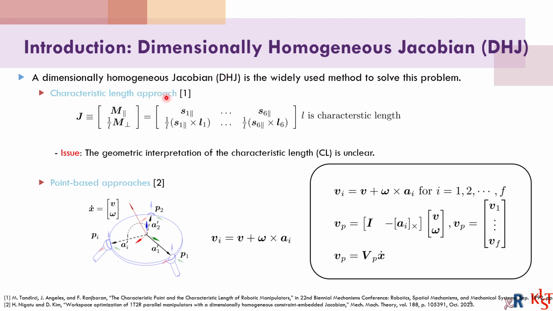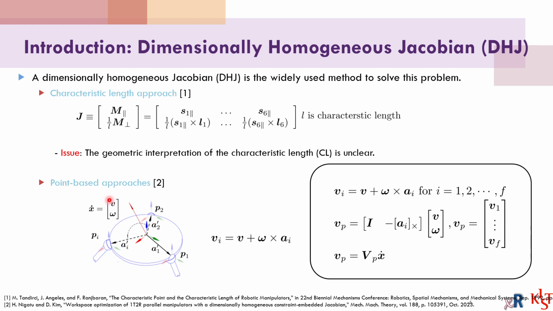So, characteristic length approach and point-based approach are the most commonly used techniques to derive the dimensionally homogeneous Jacobian. The characteristic length is used to divide the second term of the Jacobian to remove the unit meter from this term. So the dimension of this Jacobian becomes consistent and suitable to compute the performance indexes. However, the geometric interpretation of characteristic length is not clear in this case.